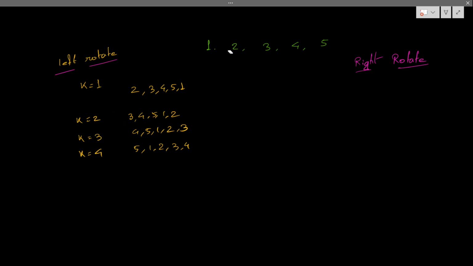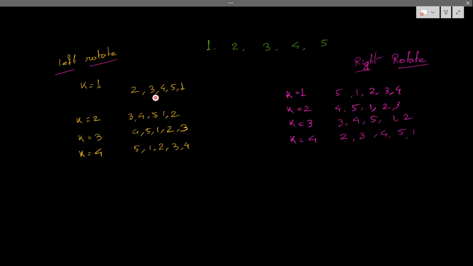If I do right rotate, then k equals 1 means 5, 1, 2, 3, 4. k equals 2 means 4, 5, 1, 2, 3. k equals 3 means 3, 4, 5, 1, 2. And k equals 4 means 2, 3, 4, 5, and 1. And k equals 5 is actually the same.